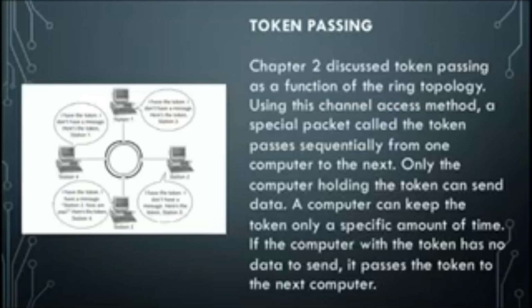Token passing. Chapter 2 discussed token passing as a function of the ring topology. Using this channel access method, a special packet called the token passes sequentially from one computer to the next. Only the computer holding the token can send data. A computer can keep the token only a specific amount of time. If the computer with the token has no data to send, it passes the token to the next computer.